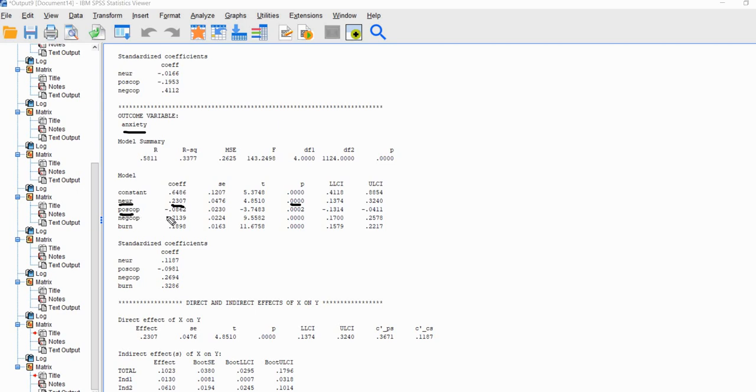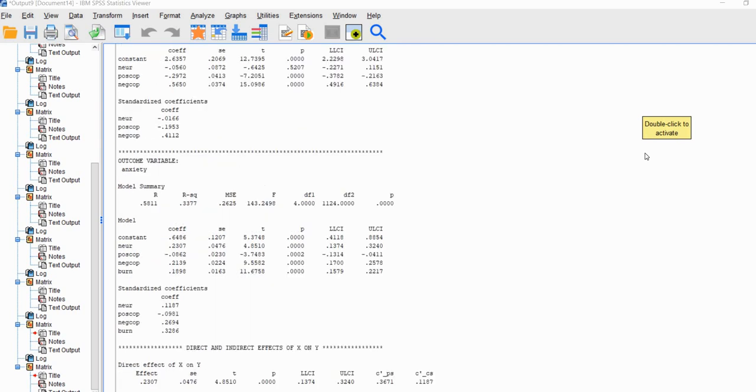With respect to positive coping, its effect on anxiety is negative and statistically significant. Then we have negative coping, where the regression slope is positive, so we have a positive predictive relationship between negative coping and anxiety, and that effect is statistically significant. And then finally we have the direct effect of burnout on anxiety. That slope is positive and statistically significant. As a set, the variables accounted for roughly 33.77% of the variation in anxiety, and you can see our F value, degrees of freedom, and p values. So as a set, the variables accounted for significant predictive power with respect to anxiety.